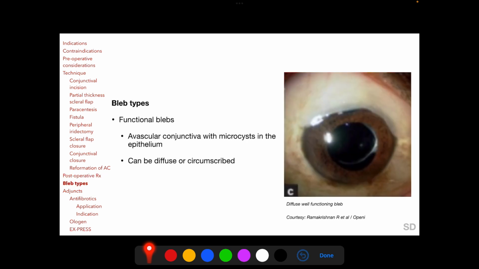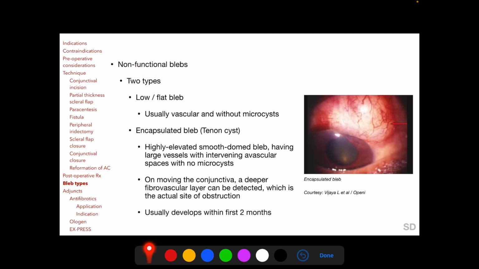Blebs can be classified as functional, which lower intraocular pressure successfully, and non-functional, which fail to lower intraocular pressure effectively. In a functional bleb, as seen here in this photograph, the conjunctiva overlying the bleb should be avascular but not ischemic, with microcysts in the epithelium of the conjunctiva. And such a bleb can be either diffuse as seen in this photograph or circumscribed.